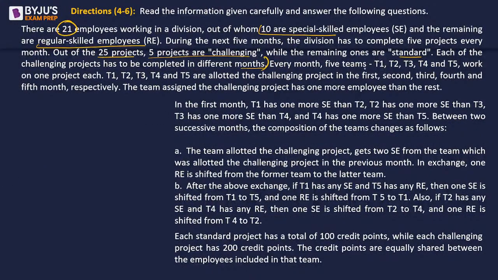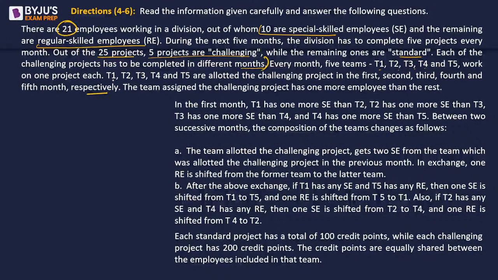Now, every month, 5 teams, T1, T2, T3, T4, T5, work on one project each. So, every month we have to finish 5 projects. Okay, so 5 projects will be done by these 5 teams. T1, T2, T3, T4, and T5 are allotted the challenging project in the first, second, third, fourth, and fifth month, respectively. So, T1 will take challenging project in the first month. Rest 4 teams will take standard project in the first month.